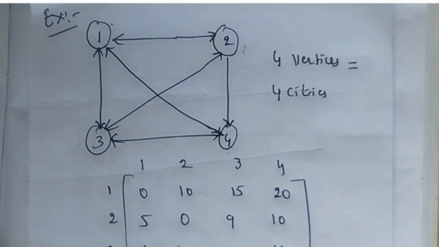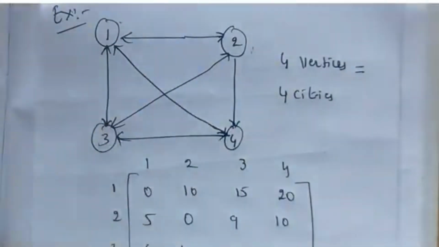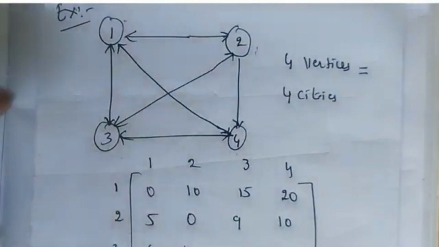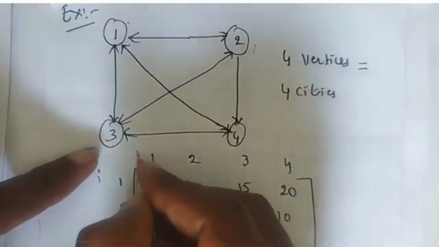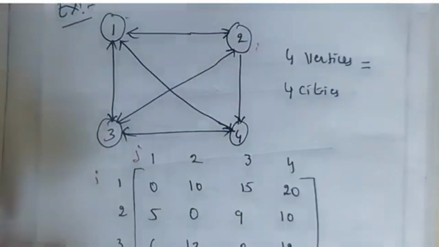The cost adjacency matrix. Okay, from this we have to find out the shortest path. Okay, this is the graph and these are the values. Here these are the I values and these are the J values.